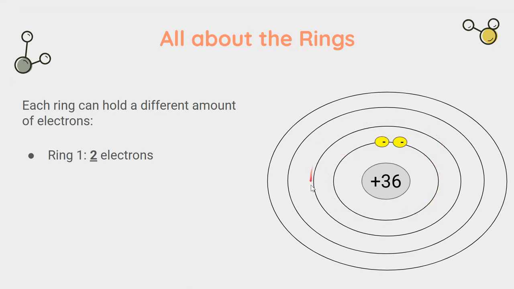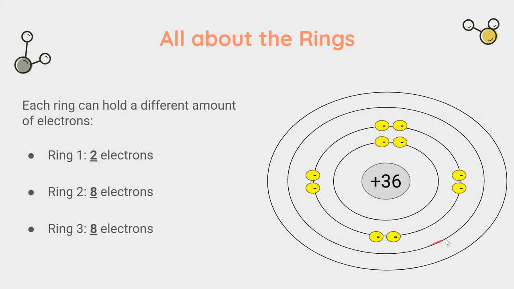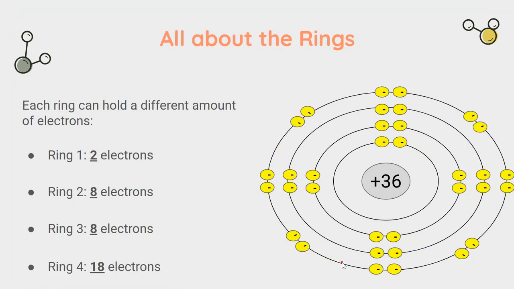Our second ring, a little bit farther out and a little bit bigger, can hold a maximum of 8 electrons. Our third ring, a little bit farther out, can also hold a maximum of 8 electrons. And our fourth ring can hold a maximum of even more, 18 electrons. Now, there can be more rings, but we're going to stick with the first 4 in this class.